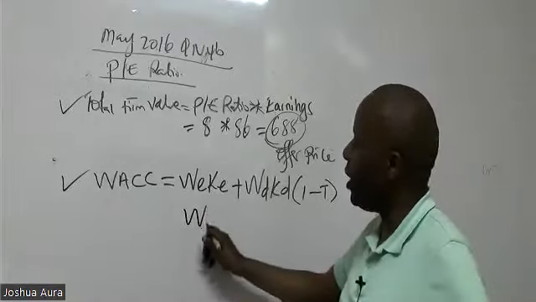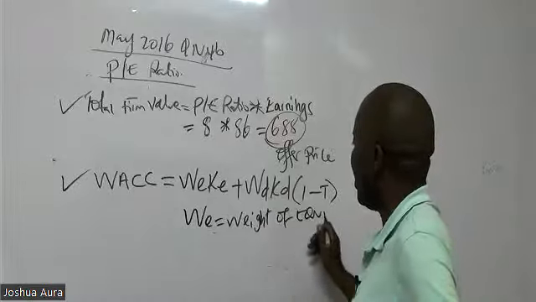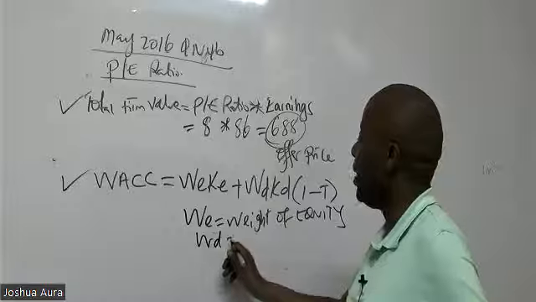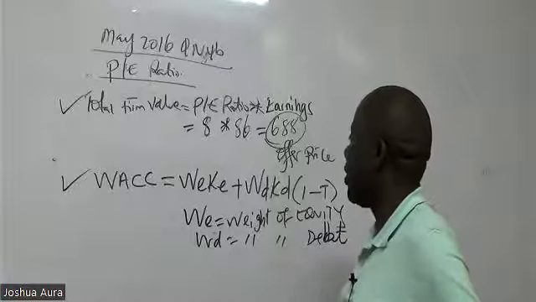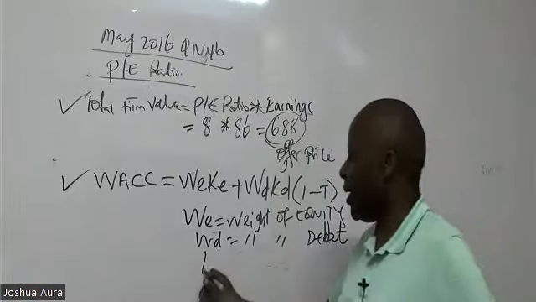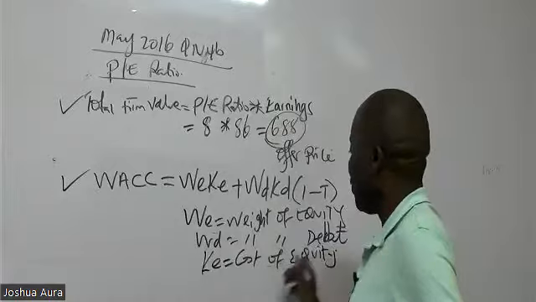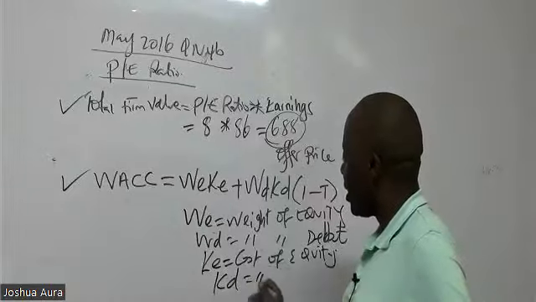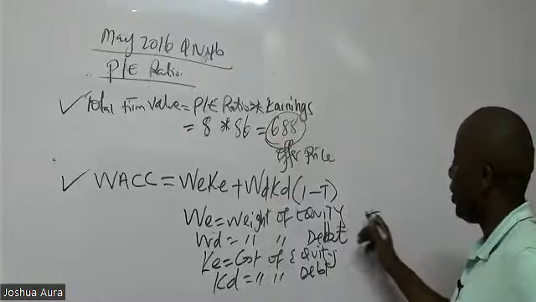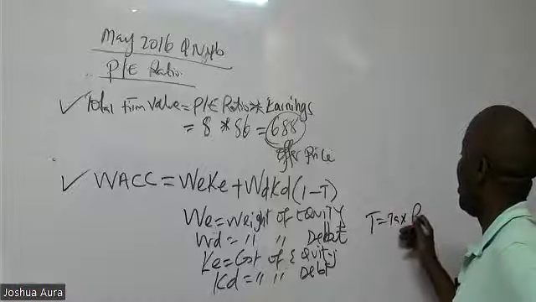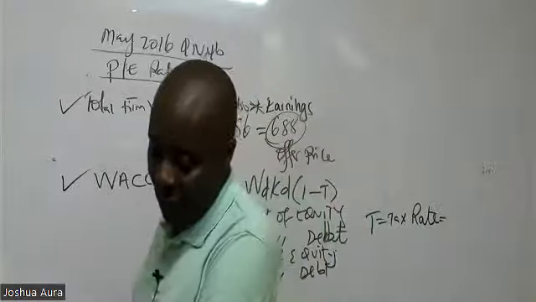Remember, when you talk of WE, this is the weight of equity. When we talk of WD, WD is the weight of debt. When we talk of KE, KE is the cost of equity. When we talk of KD, this is the cost of debt. And then, lastly, T is the tax rate, which in this question has been provided to us before the required section.